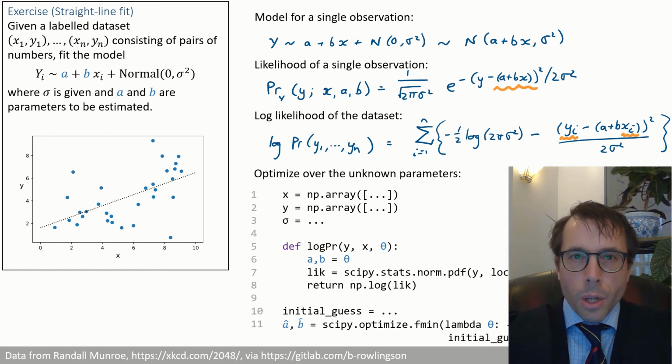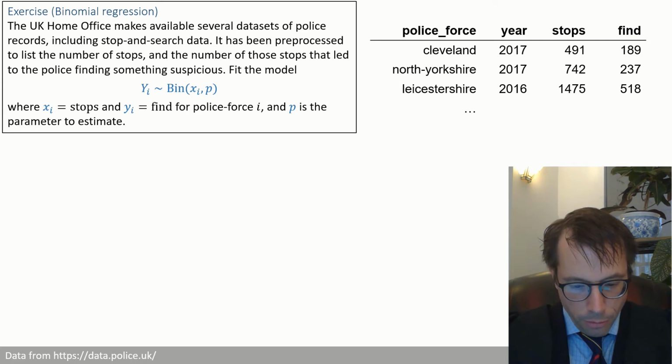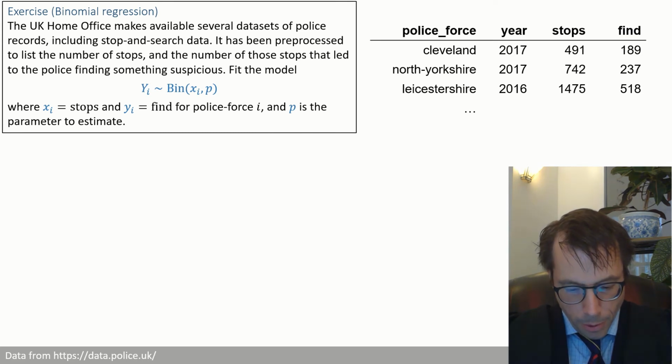The next example will look at a different distribution. This is a data set of stop and search records from police forces in England and Wales. Scotland has its own records and Northern Ireland doesn't report them. The UK Home Office makes available several data sets of police records, including stop and search data. It has been pre-processed to list the number of stops and the number of those stops that led to the police finding something suspicious. Fit the model y_i distributed like binomial with parameters x_i, p, where x_i is the number of stops, y_i is the number of stops leading to the police finding something, indexed by i, the police force, and p is the parameter that we want to estimate.